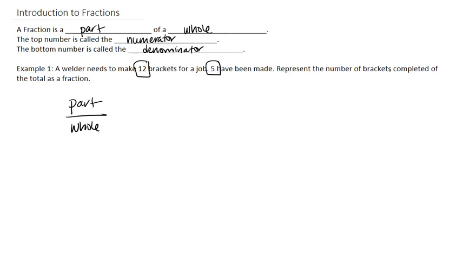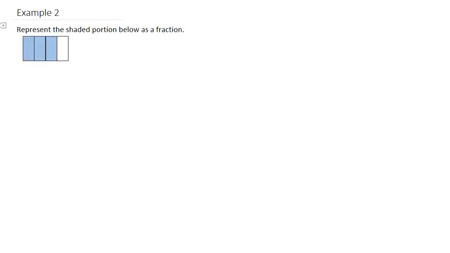So if 5 have been made, that's out of the 12, we would put 5 as the part or the numerator, and then on the bottom is the 12. So this would be our solution if we were to represent this as a fraction. Let's look at another example.